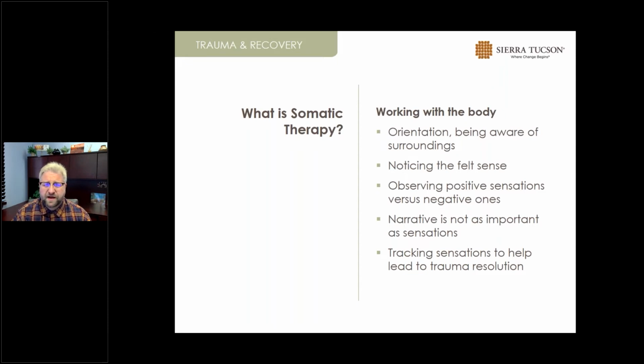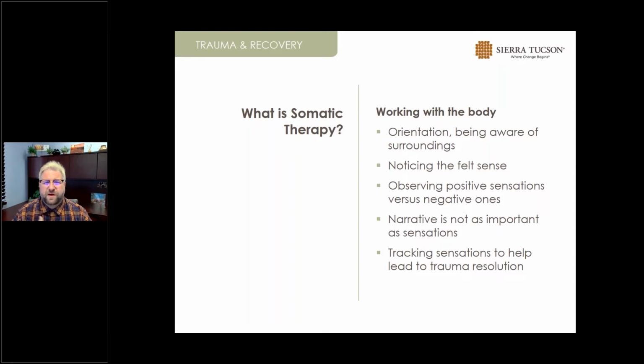We also talk about how tracking sensations helps lead to trauma resolution. The short version of this is that oftentimes people are going to notice the things that are uncomfortable inside the body and the things that are comfortable. And what happens is we have those positive and negative things work together. We notice that for every good feeling there's a negative feeling and vice versa. So if somebody notices a sensation inside that doesn't feel good, there's usually a counteractive positive one.